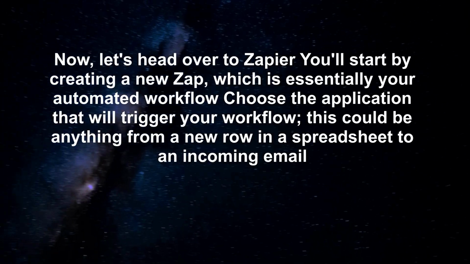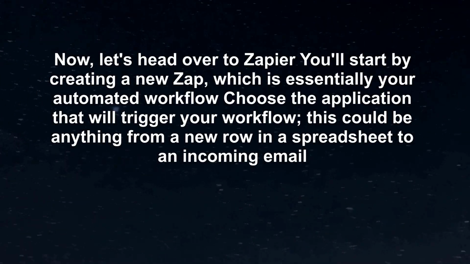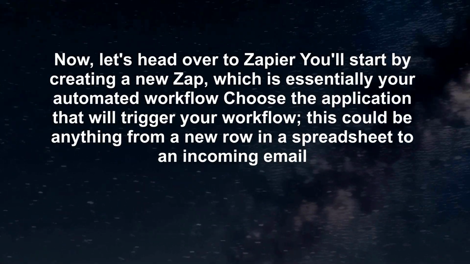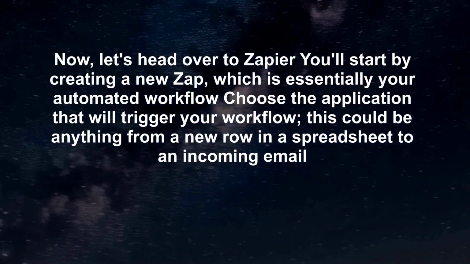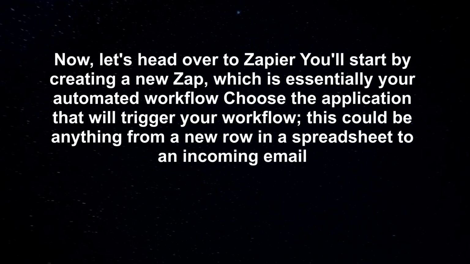Now, let's head over to Zapier. You'll start by creating a new Zap, which is essentially your automated workflow. Choose the application that will trigger your workflow. This could be anything from a new row in a spreadsheet to an incoming email.